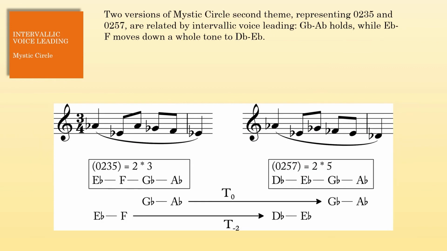Two versions of the second main melody from Mystic Circle, representing 0235 and 0257, are related by intervallic voice leading. G-flat, A-flat holds, while E-flat, F moves down a whole tone to D-flat, E-flat.